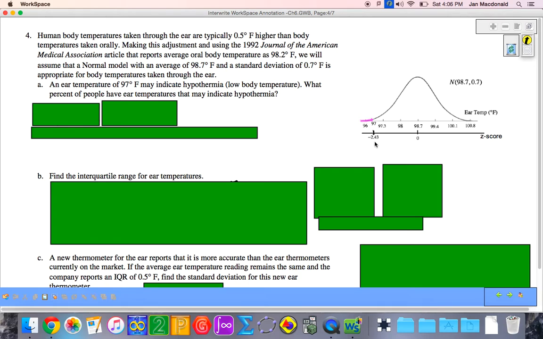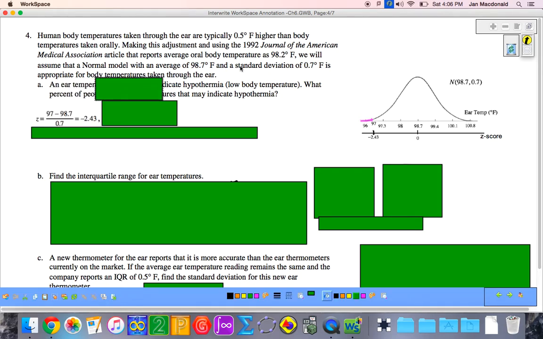And again, just a reminder, in order to find z-score, you would take the data value, subtract the mean, and divide that by the standard deviation. So here you go. That's how we got our z-score. And it appears, based on this picture, that a very low percent of the people would have hypothermia. So we're going to use our calculator.